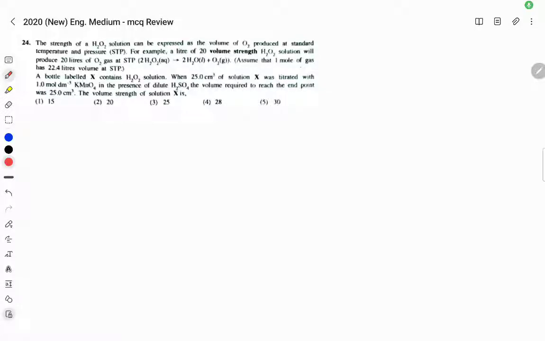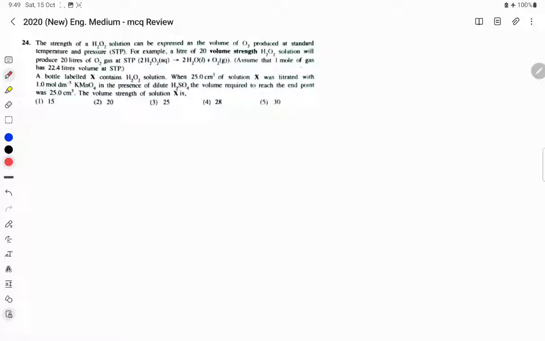Question number 24. The strength of a H2O2 solution can be expressed as the volume of O2 produced at standard temperature and pressure. For example, a liter of 20 volume strength H2O2 solution will produce 20 liters of oxygen at STP. According to this reaction, assume that 1 mole of gas has 22.4 liters volume at standard temperature and pressure.